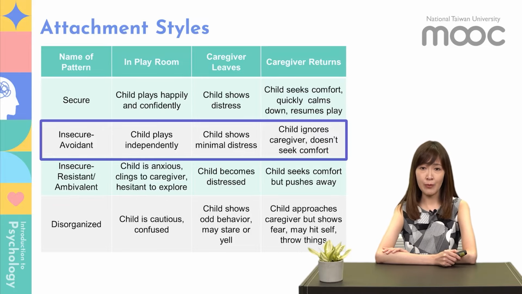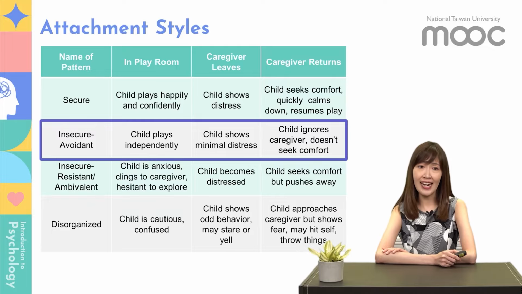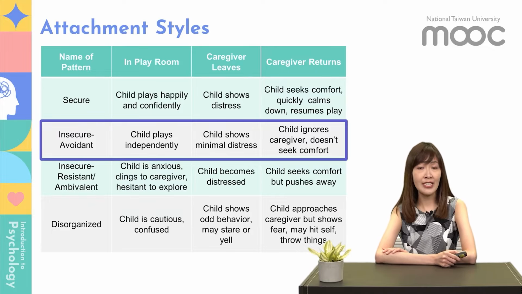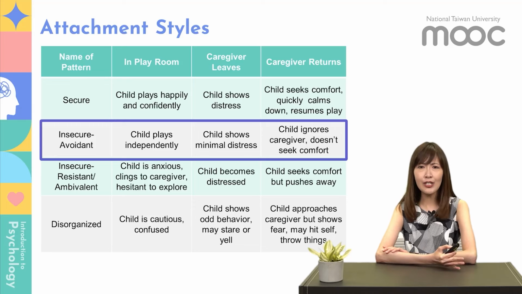And the second attachment style is called insecure avoidant. Only 10 to 20% of the babies are this style. We can see that children play happily in the room. They're just like the secure babies. However, when the moms are not there, they continue playing. They seem not to care about the mom's departure. And when the moms return, they ignore the mom. They don't care. They continue playing. And they're called insecure avoidant babies.